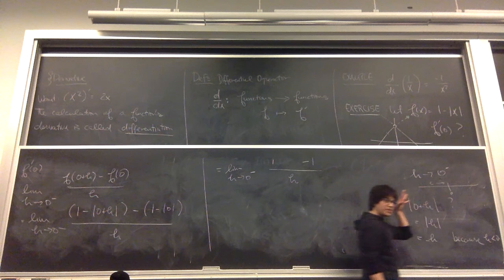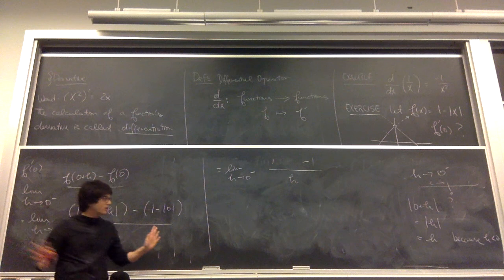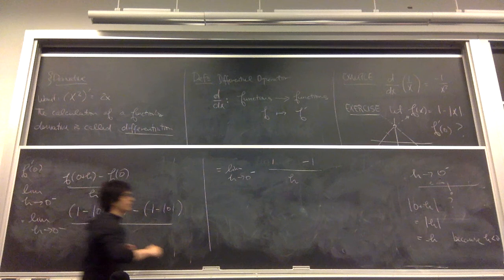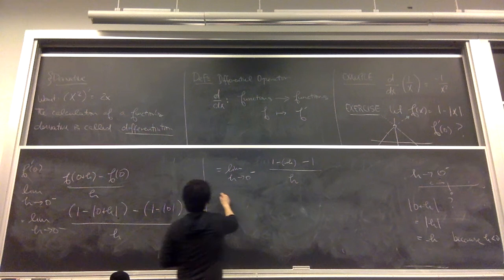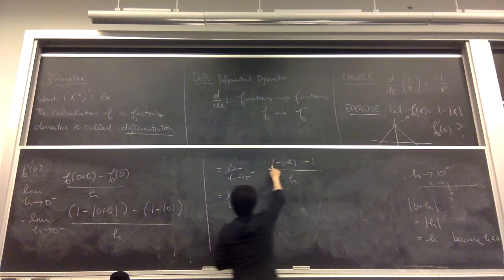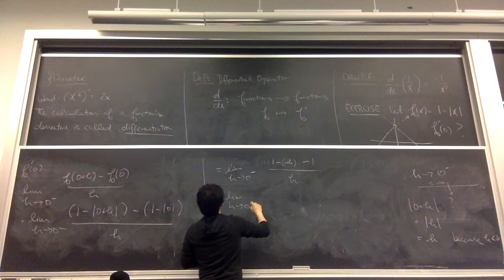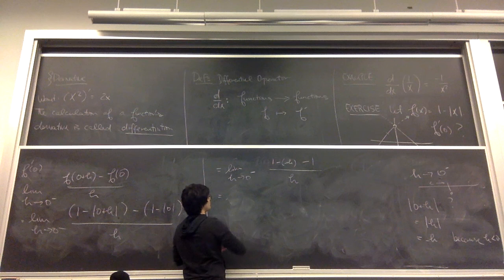Be careful with these absolute values. The signs always make a big difference. So I'm going to replace the absolute value of 0 plus h with minus h, so that's minus minus h. What do I got left? The limit as h goes to 0 from the left of 1 minus 1 minus minus h is 1, divided by h is 1. So we get that this is equal to 1.